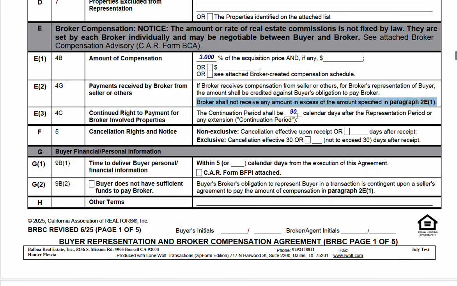Continuation period, put 90 days. That means if you show a property and this agreement expires or is canceled, you're protected for 90 days that you can represent the buyer on that property in which you did work on. And then it tells you right here about non-exclusive or exclusive, and it's a cancellation period. All right. And it's non-exclusive cancellation happens right away. And if it's exclusive, there's a 30-day delay. And you can also change this here.